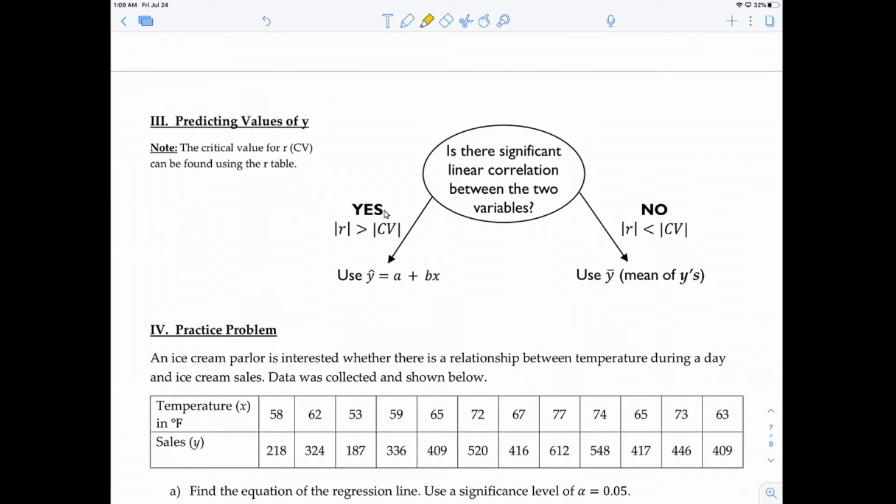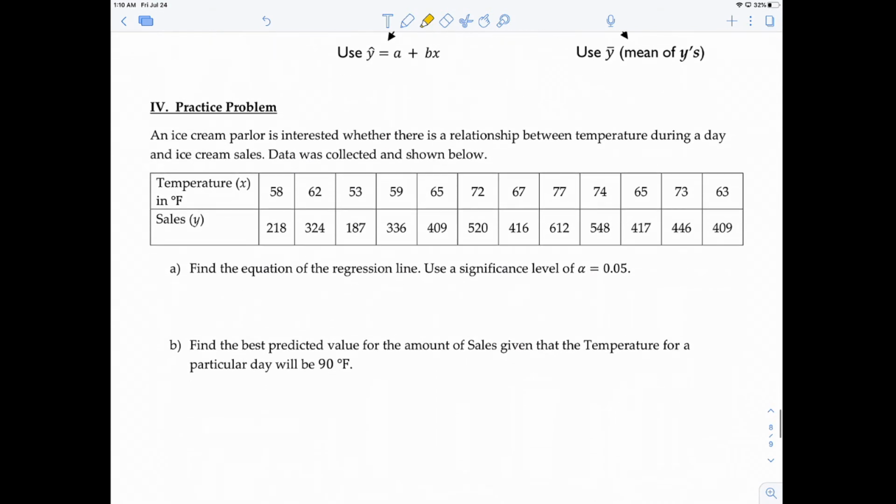If yes, if there is linear correlation, then we're able to use the regression equation to predict the y values. If no, if there's not a significant linear correlation, right, that's if the absolute value of r is less than the critical value, then we have to use y bar, which is the mean of the y's, as our best predictor. And I'll go through a problem like this so you guys understand how to do it.